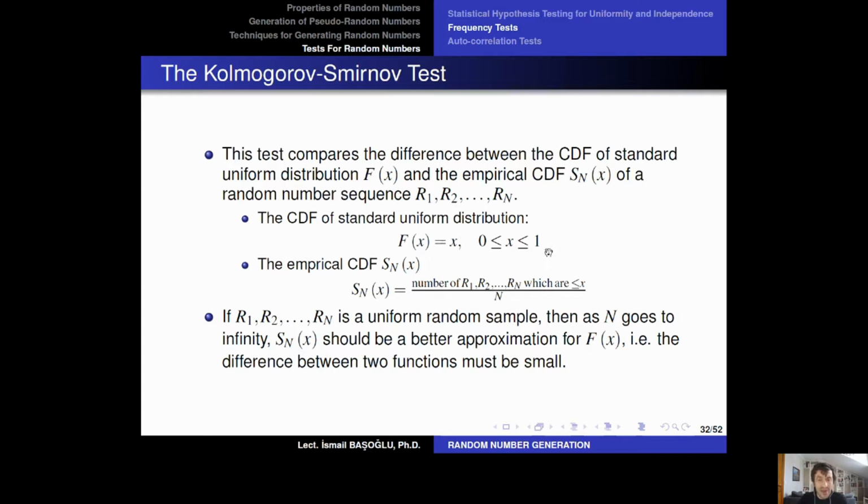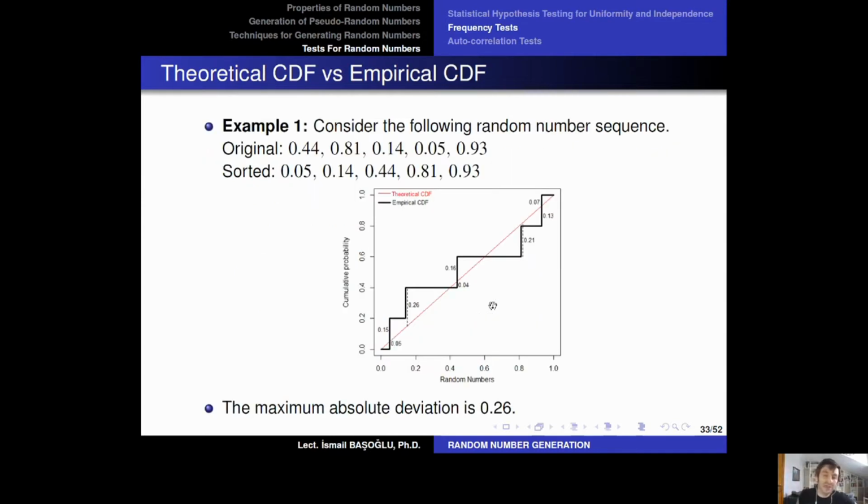Now, there will be a linear function, the identity function, directly connecting the 0,0 point to the 1,1 point, and there will be a stair-shaped function increasing in the form of a staircase, and we are just going to check the difference between these two functions. All right, so here's our first example. It says, consider the following random number sequence. This is my original sequence that consists of 5 random numbers. Of course, they have a low resolution because this is just a small-size example and we want the students to understand the calculations here.